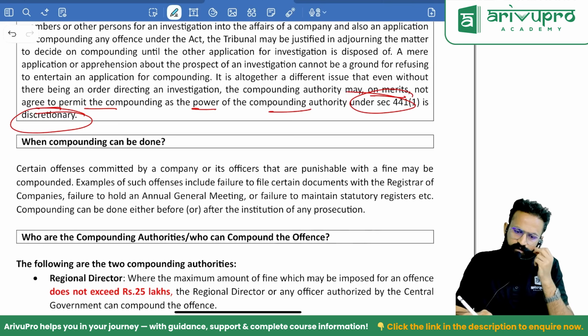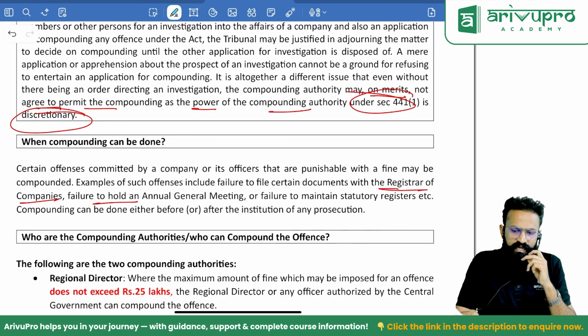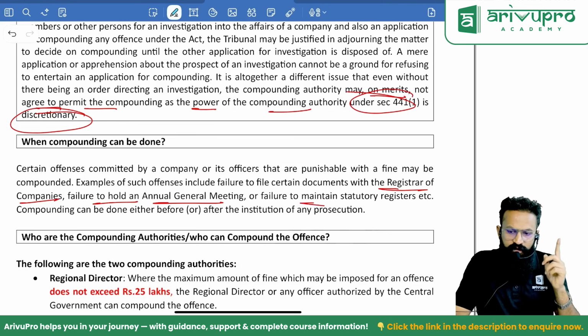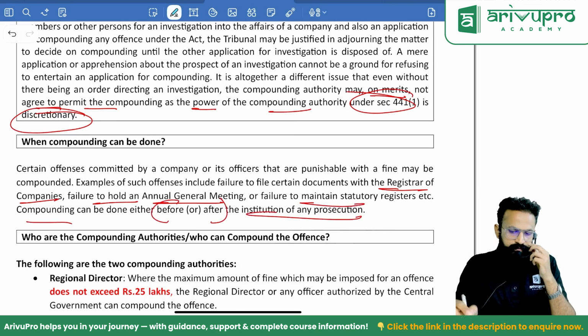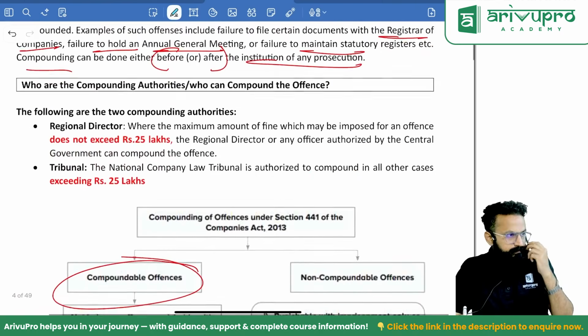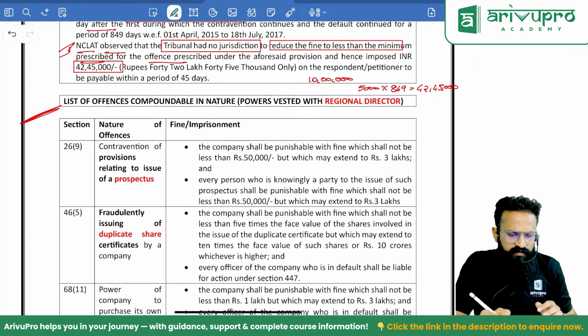See, examples of compounding: failure to maintain register of companies, register of members and all that. Failure to hold AGM. Failure to maintain statutory registers. Compounding can be done either way. Clear? Okay, compounding authorities. Now people, the list of offences.